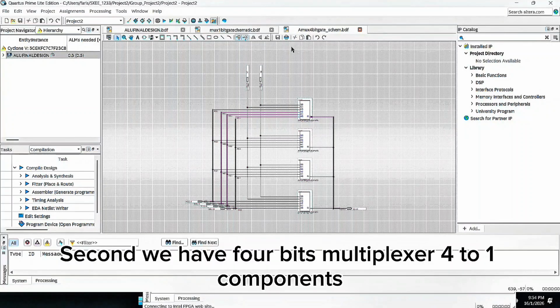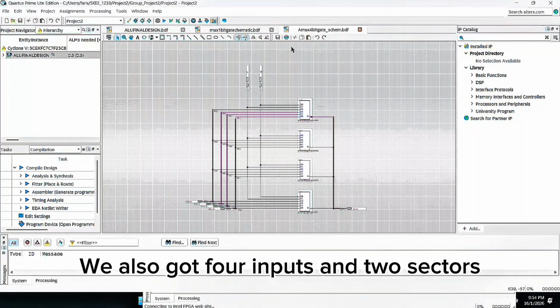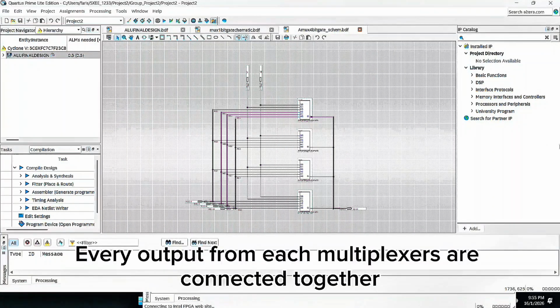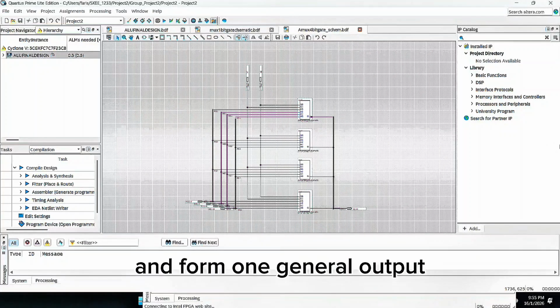Second, we have the 4-bit multiplexer 4 to 1 component. We also have 4 inputs and 2 selectors. The outputs from each multiplexer are connected together and form one general output.